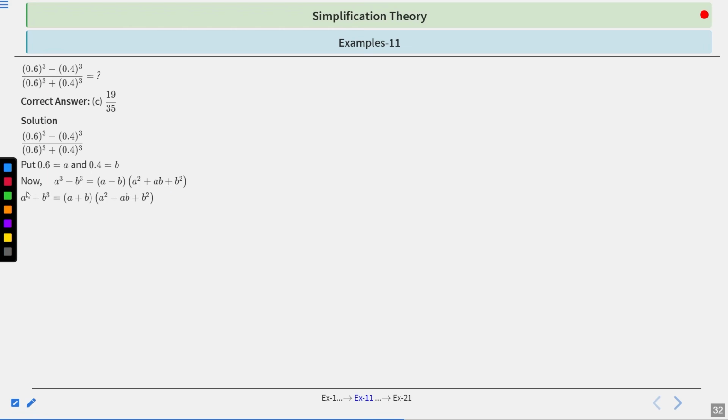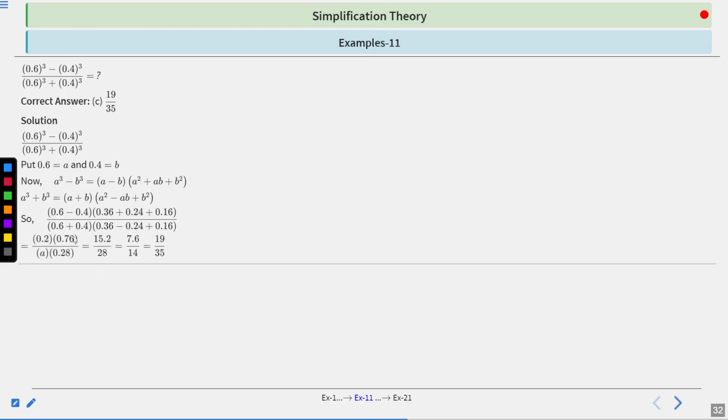square. Same way, a cube plus b cube is a plus b in one bracket, in another bracket multiplying with a square minus ab plus b square. So we got 0.6 minus 0.4 in one bracket multiplying with another bracket 0.36 plus 0.24 plus 0.16 upon 0.6 plus 0.4 multiplying with 0.36 minus 0.24 plus 0.16.